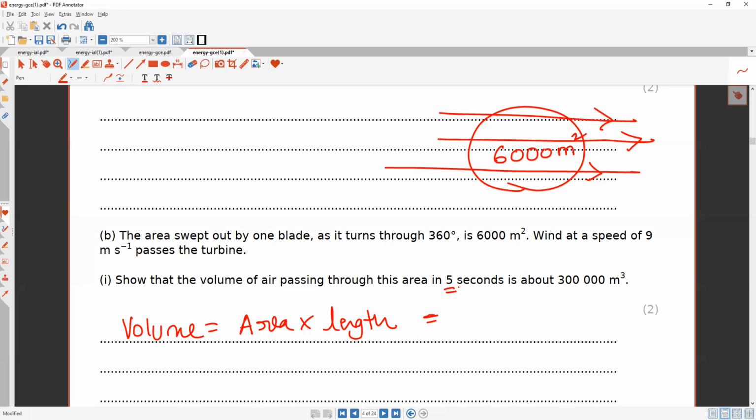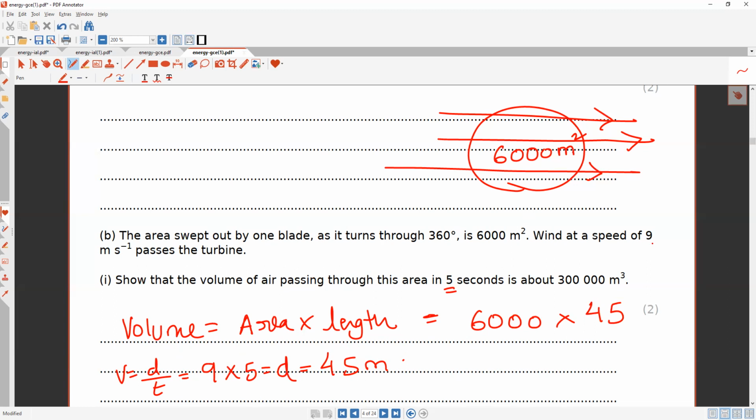If it is going 9 meters in 1 second, so in 5 seconds, how much will it go? 45 meters. How will you find that? Speed is equal to distance by time taken. Speed is 9, time taken is 5. So that's your distance. What is the length? 45 meters. Now, what is the area? 6,000. And the length of air is 45. Understood?